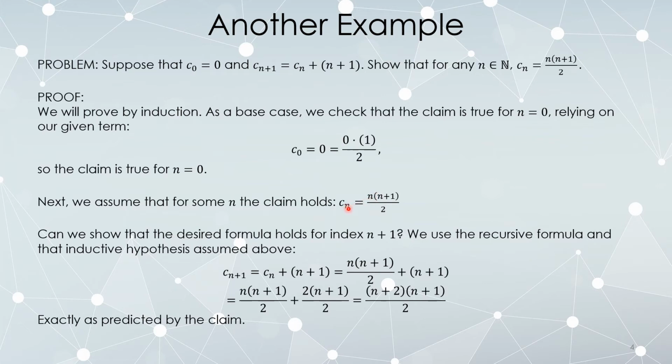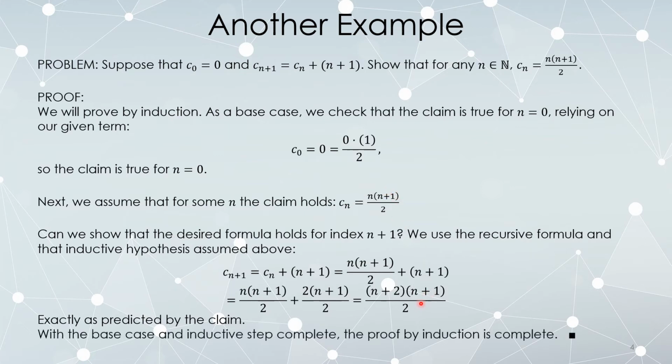If I replace all of my indices n with n plus 1, we get c sub n plus 1, which is what we have here on the left, an n plus 1, and then an n plus 1 plus 1, or an n plus 2. So what we wanted was that c sub n plus 1 is n plus 1 times n plus 2 over 2, and that's exactly what we got here. So the base case is proved. The claim was true for the specific index of 0. The inductive step is proved. Whenever it happens to be true for a given index n, it must also be true for the next index n plus 1. And those two pieces together complete the proof by induction.